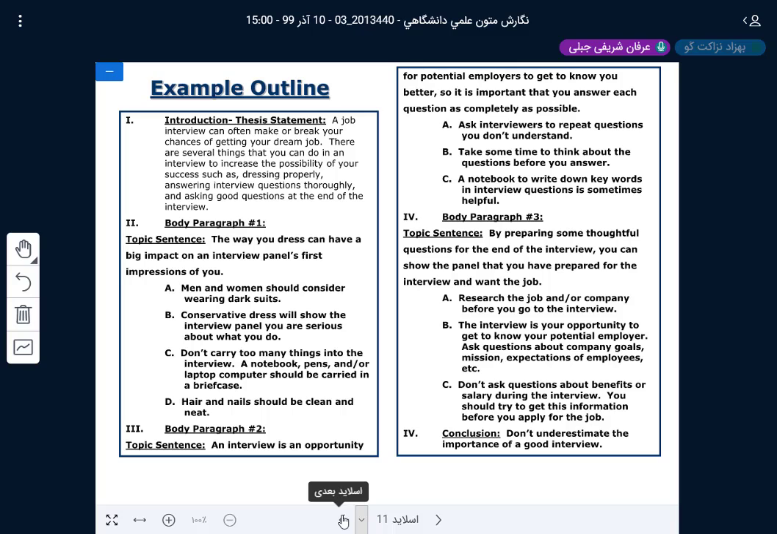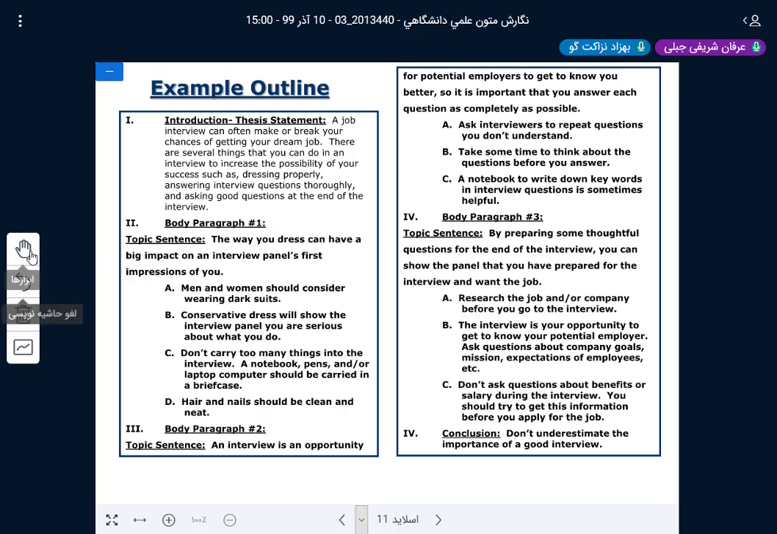Yes, of course. Introduction. This is a statement. A job interview can often make or break your chances of getting your dream job. There are several things that you can do in an interview to increase the possibility of your success, such as dressing properly, answering interview questions thoroughly, and asking good questions at the end of the interview.